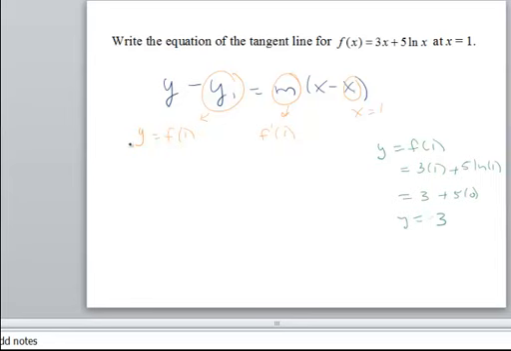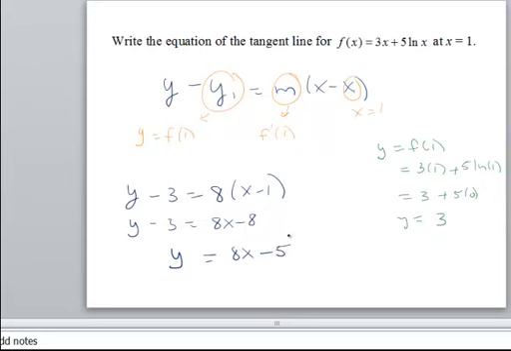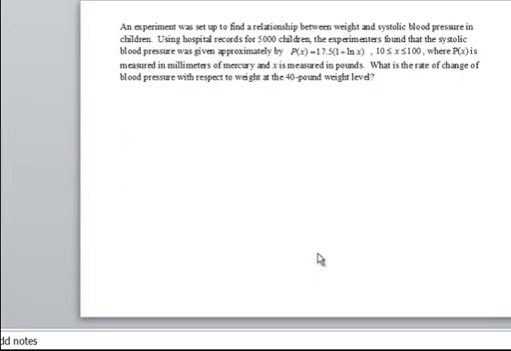Okay, I'll take all this information and plug it into my formula. So I have y minus 3 is equal to the slope, which we found on the previous page was 8, so this is 8 times x minus 1. I'm always going to ask you to write your answer in slope-intercept form, so I will distribute the 8 and then add the 3. So y minus 3 is equal to 8x minus 8. Adding 3 to both sides, y is equal to 8x minus 5.